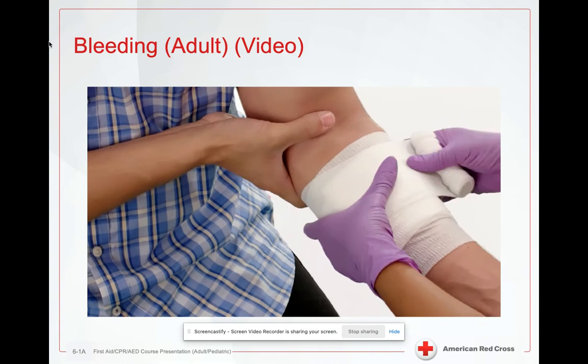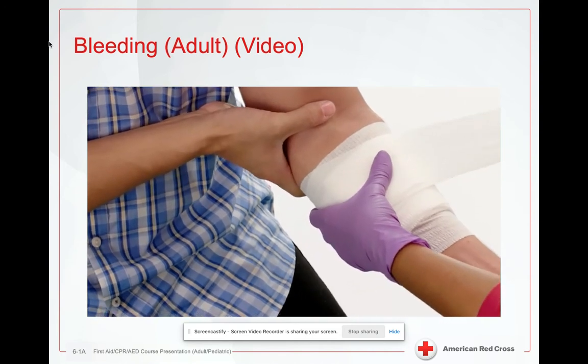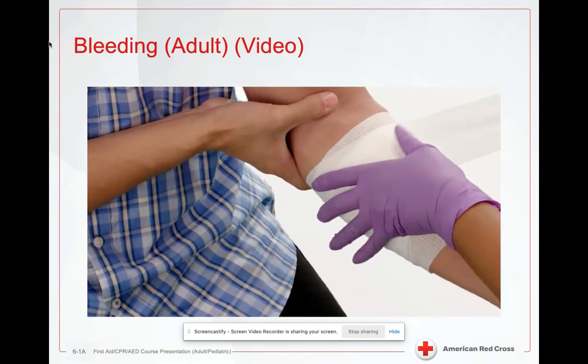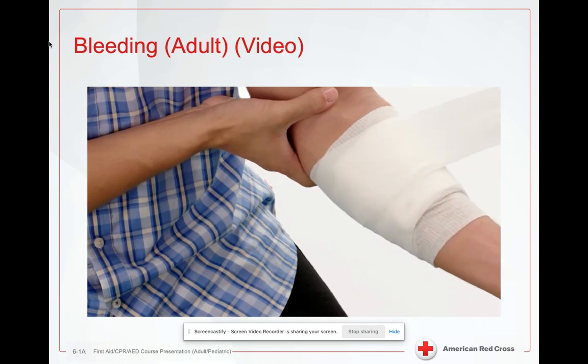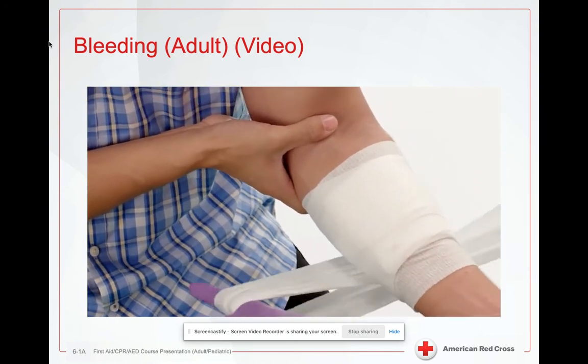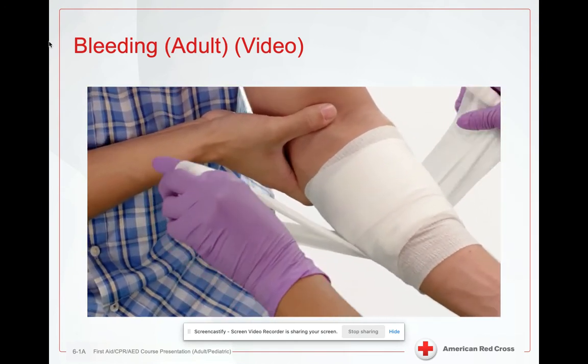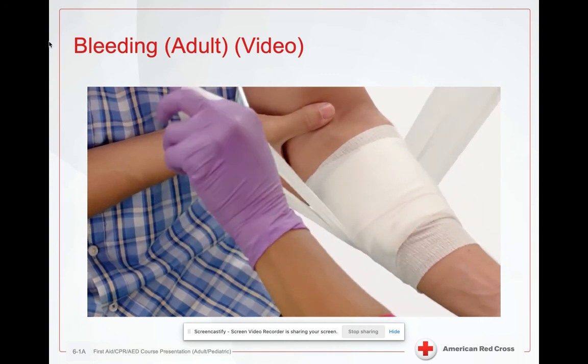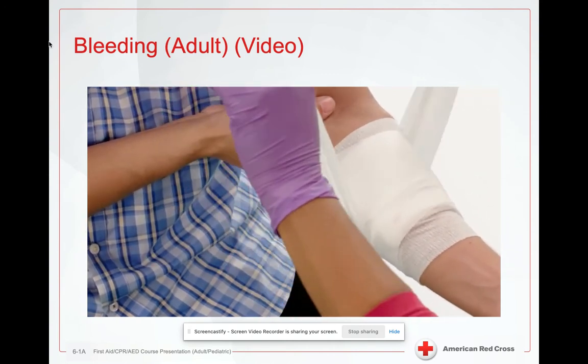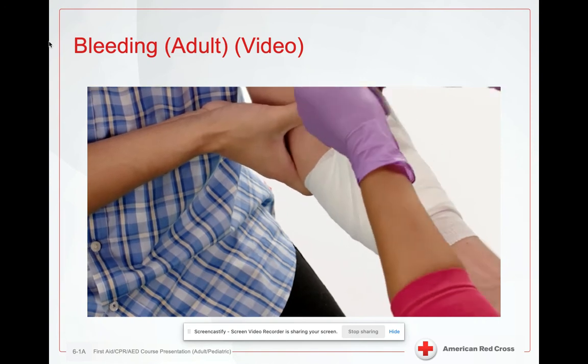Once the dressing is covered, roll out the remaining length of bandage. While holding the bandage, use the index finger of the other hand to split the bandage in half, moving it down and underneath the limb. Bring up the two ends of the bandage and tie them in a bow or a knot.